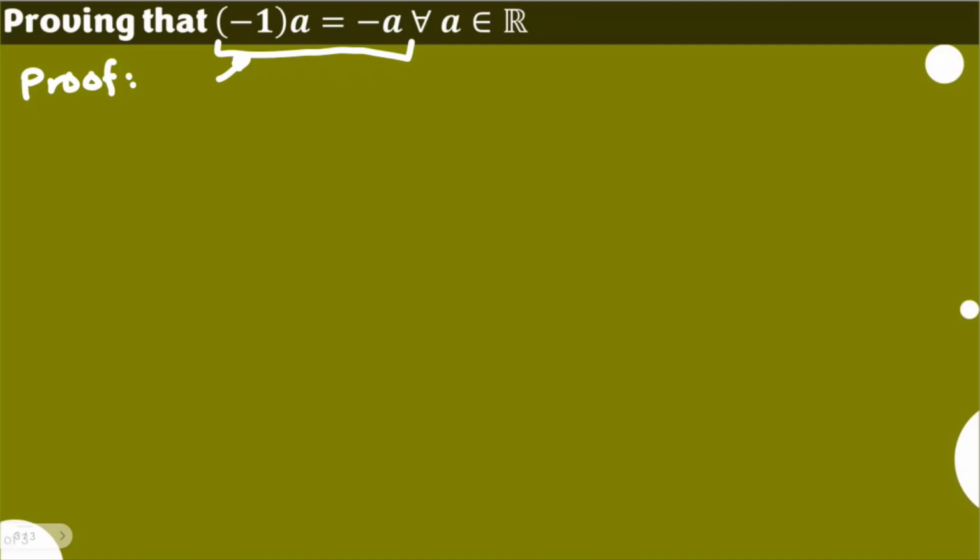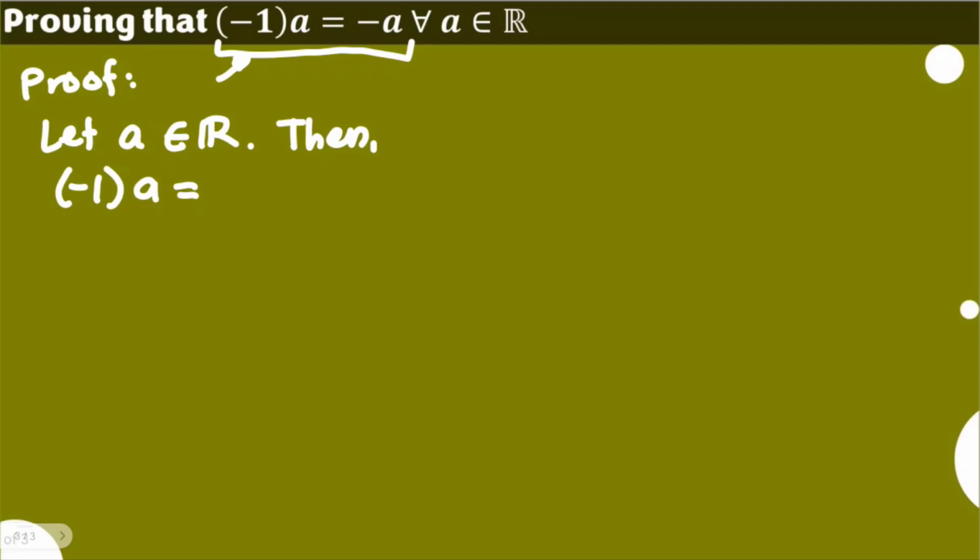But first, we are going to let a be an element of real numbers so that we are restricted to the real numbers setting. So from this, let's introduce our left hand side. You have -1 times a. And from this, we need to use the properties of real numbers in order for us to show that this expression is just equal to the right hand side expression, which is -a.